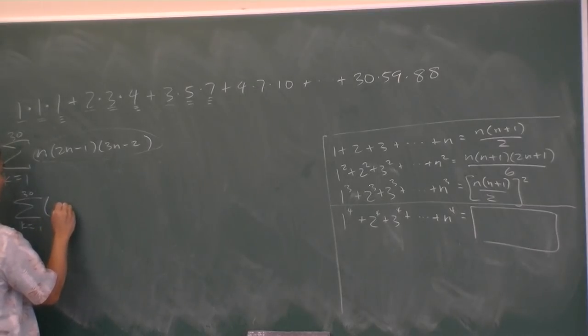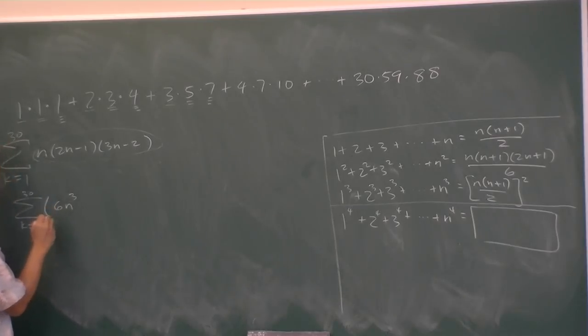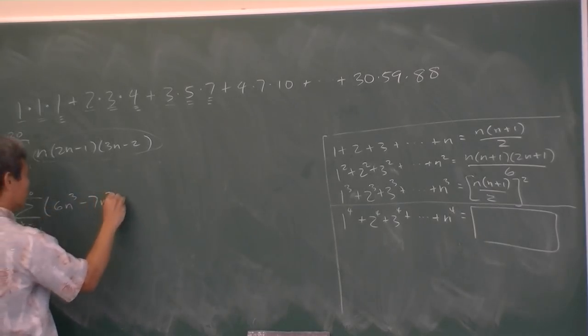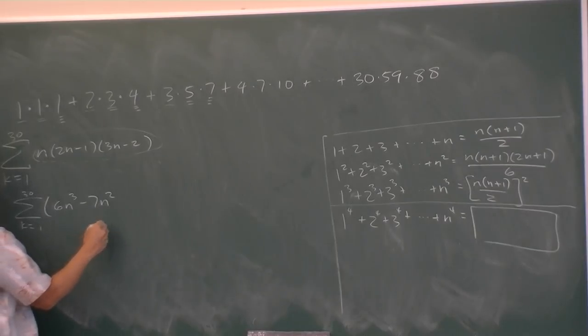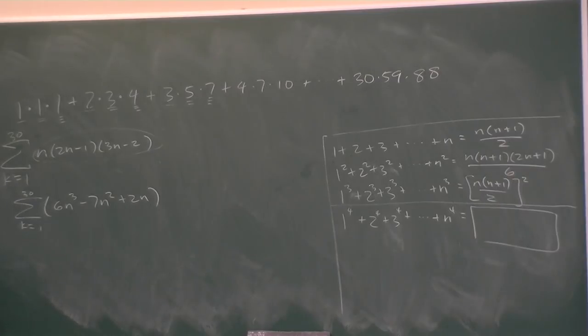Okay, so you had n times... so 6n cubed. 6n cubed. Minus 7n squared. Plus 2n. There you go, see? You can do it. It's nerve-wracking in front of the whole class.